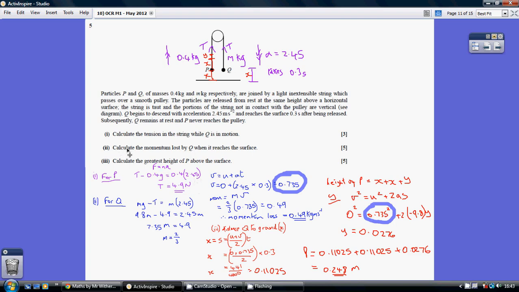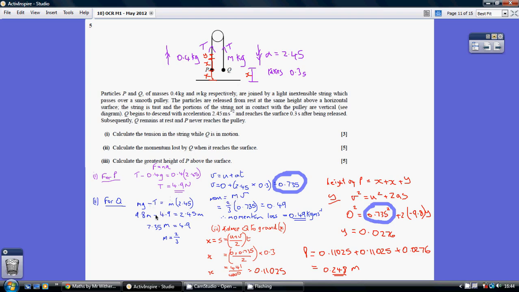Now for part 2 we're going to have to calculate the momentum lost by Q when it reaches the surface. In other words, the momentum lost is the momentum that it has the split second before it hits the surface. So how do we work out momentum? Well, it's mass times velocity. So we're going to have to work out the mass and the velocity just as Q crashes into the ground. So first of all, let's start off with the mass.